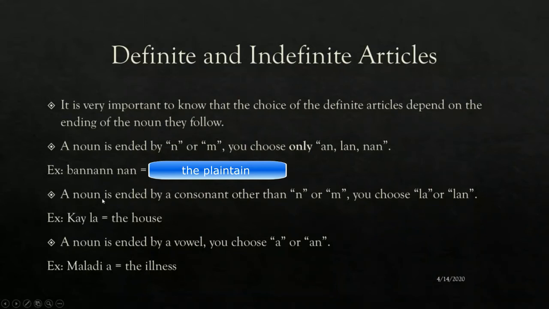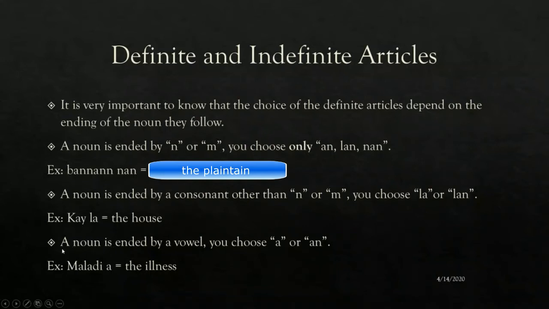Nice. When a noun is ended by a consonant other than n or m, you choose la or la. Remember, la is the same as la. It's just like a style. Some people like la, it sounds clearer in their ear. Some people would say la. Like for instance, Kaila, the house. House in English is house, and in Creole it is kai.